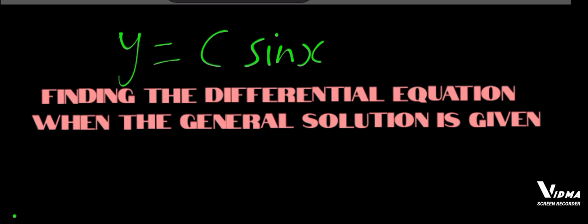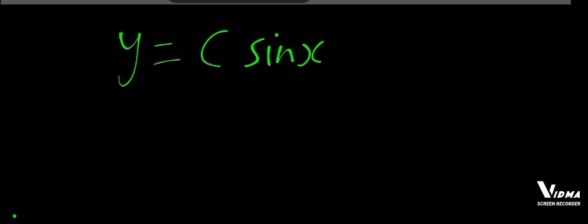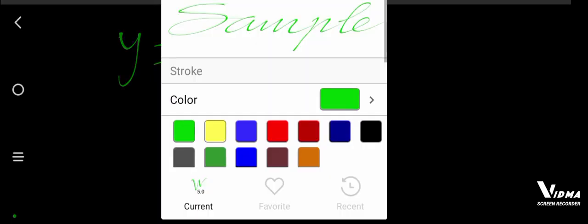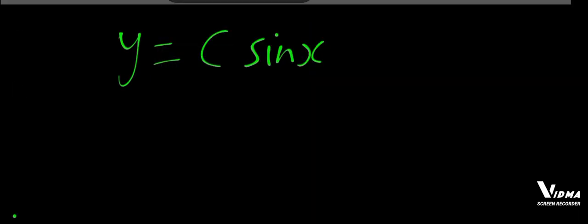In this lesson, we are going to look at another example of how to find the differential equation when we are given the general solution. So here we have y is equal to c sine x. In this case, c is an arbitrary constant, and since it contains only one arbitrary constant, it means we are going to have a differential equation of order 1.